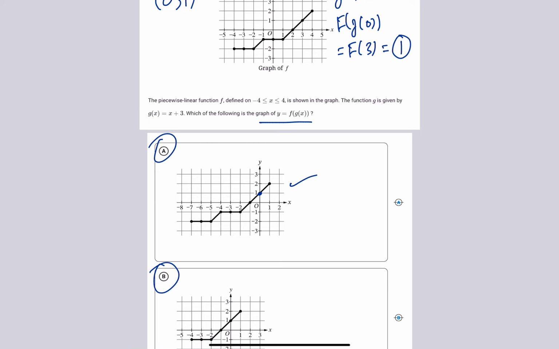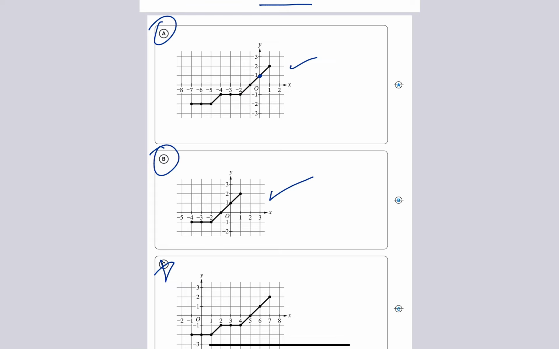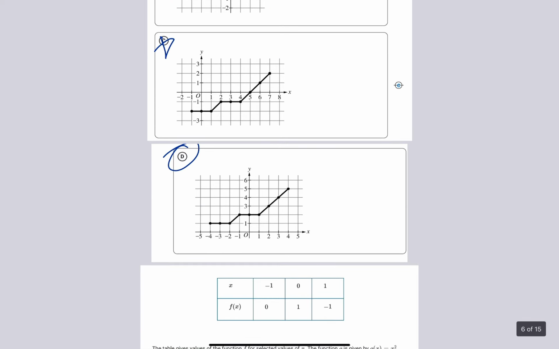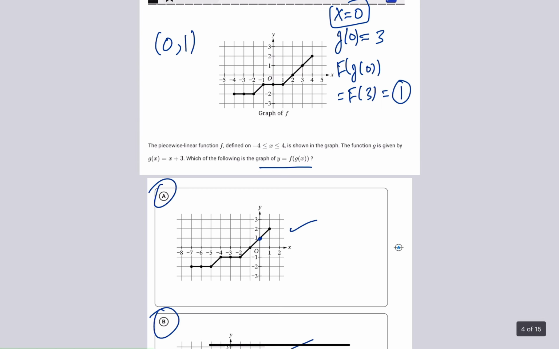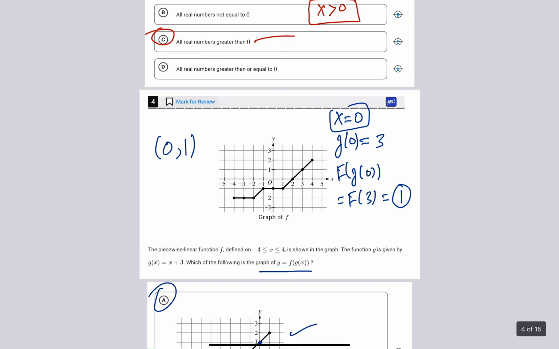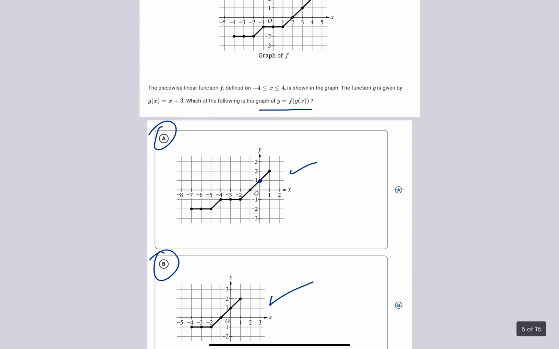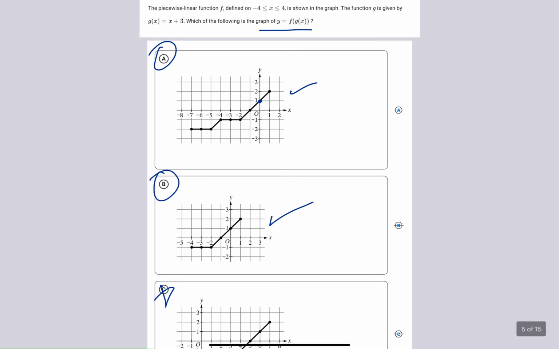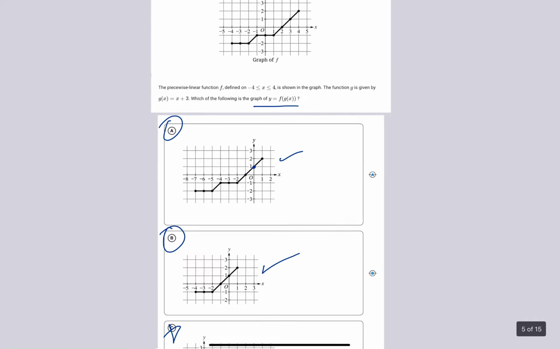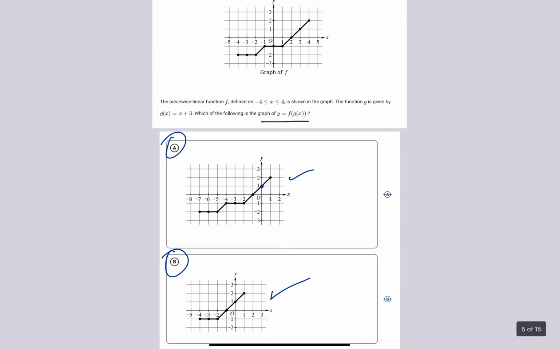This one works. Gosh, this one works as well. This one does not. Okay, now we're left between A and B. We took 1, we took 0. Let's take negative 1. Okay, I'm not going to take negative 1 because they do share the same point. Oh, my bad. Okay, well, there you go.